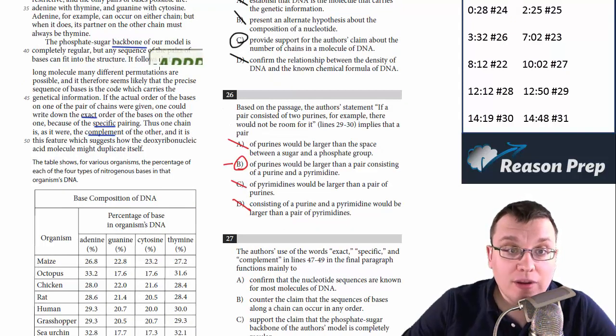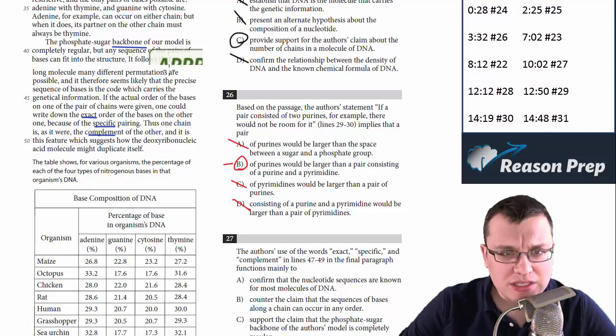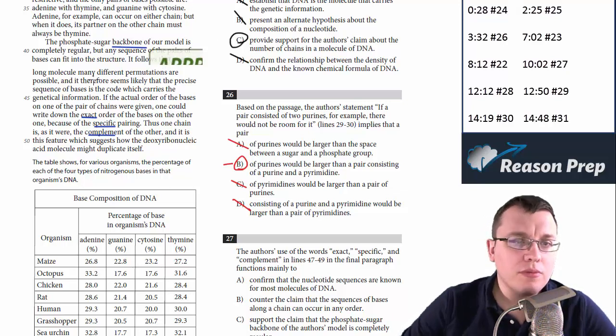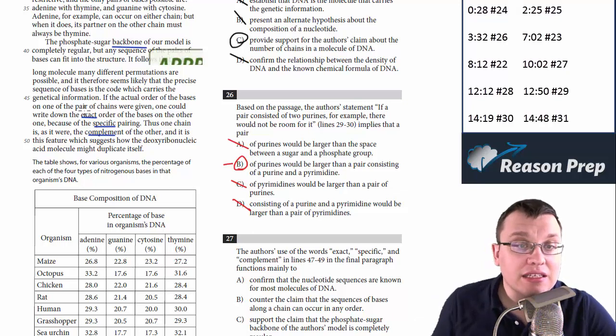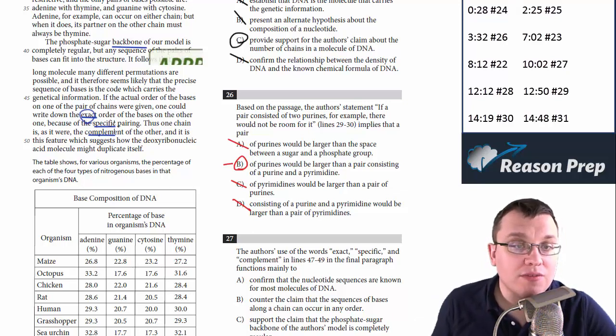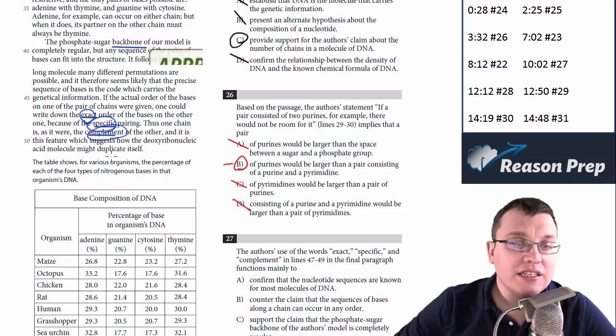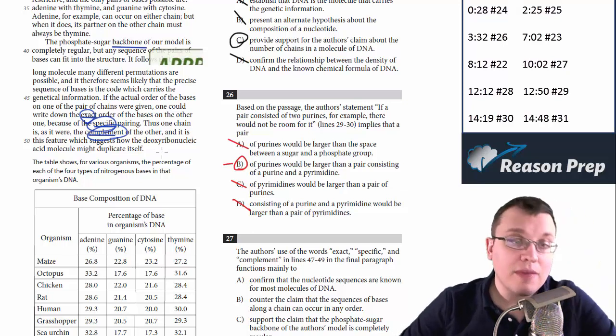Okay, it follows from that the long molecule may have many. With this blocked, it's hard to know what this says. It follows from that in the long molecule, many different permutations are possible, and it therefore seems likely that the precise sequence of bases is the code which carries the genetical information. If the actual order of the bases on one of the pairs of chains were given, one could write down the exact order of the bases on the other one because of the specific pairing. Thus, one chain is, as it were, the complement of the other, and it is this feature which suggests how deoxyribonucleic acid may duplicate itself.